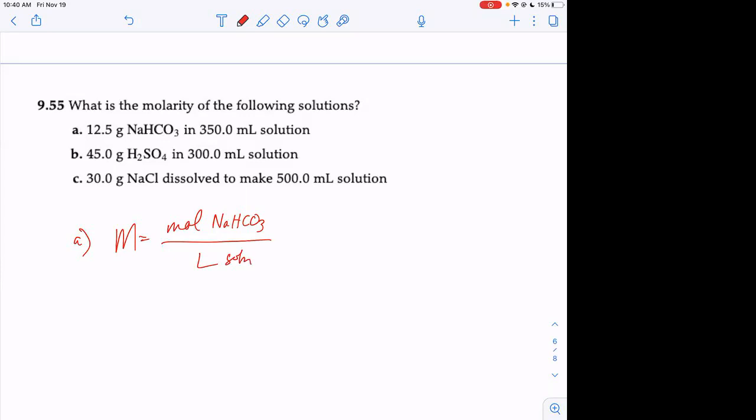So what do I need to do first? Yep, here we have to convert grams to moles. So since we have the good old internet, what is the molar mass of sodium?